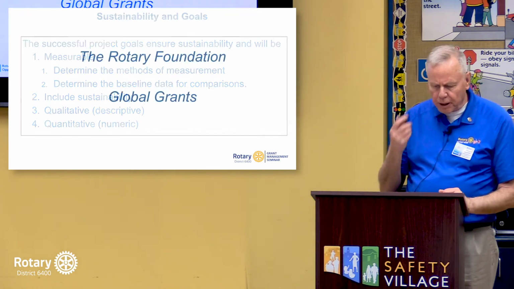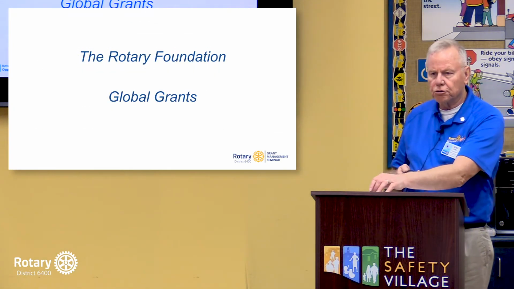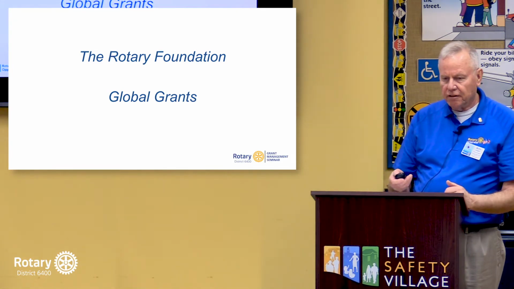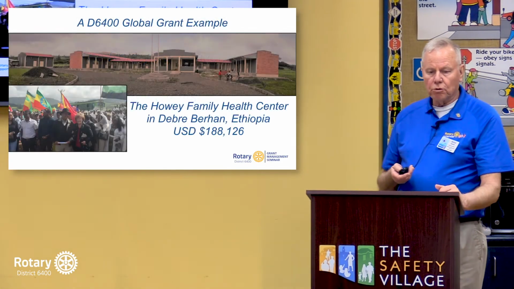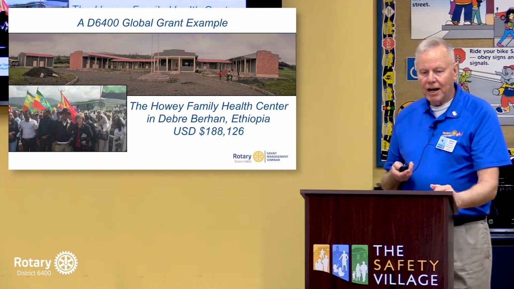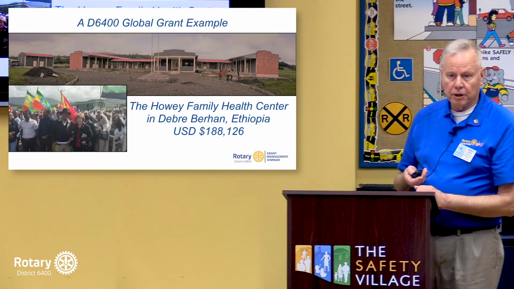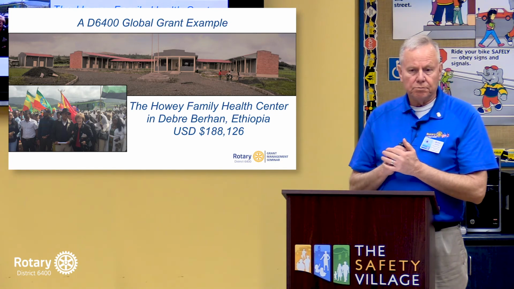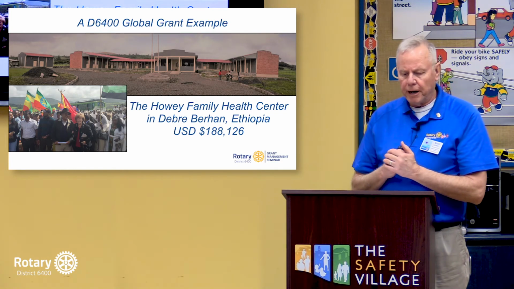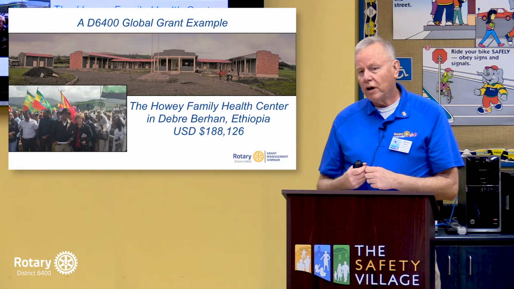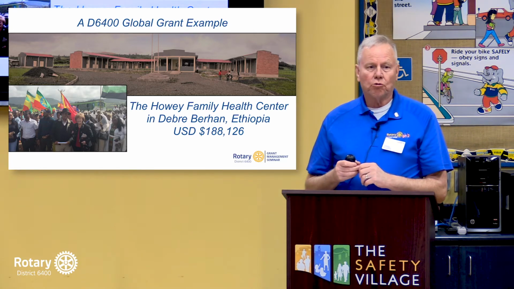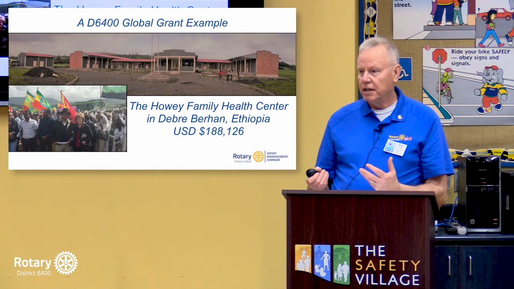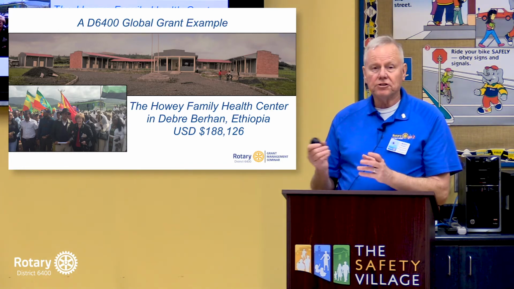So let's talk a little bit about global grants. And Rick's going to go through an example of a global grant application in a minute. In fact, it's going to be the global grant application for the Howie Family Health Center in Ethiopia. This is past District Governor Donna Schmidt's program. She started this in 2014, got the grant approved in 2017. It's a massive project, $188,000 and change. And that doesn't count the building.